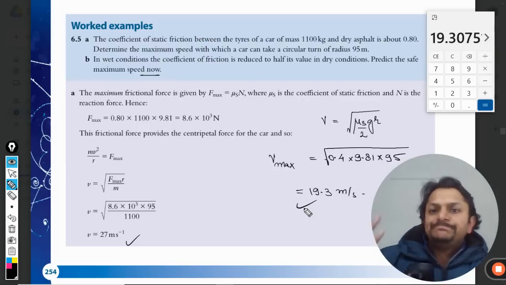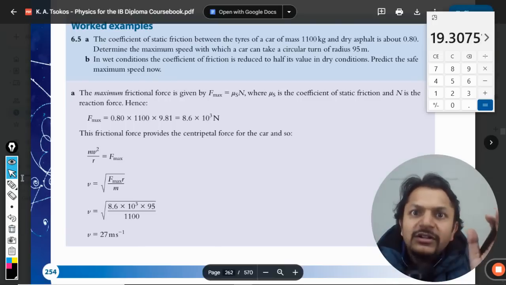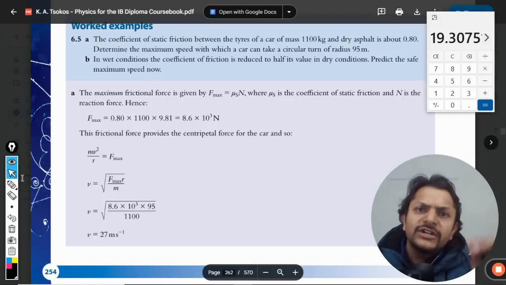Okay, so yeah, this is a very good example now. So this is one good example for horizontal circle. Now I would be showing you another very important example for the horizontal circle in the next video.